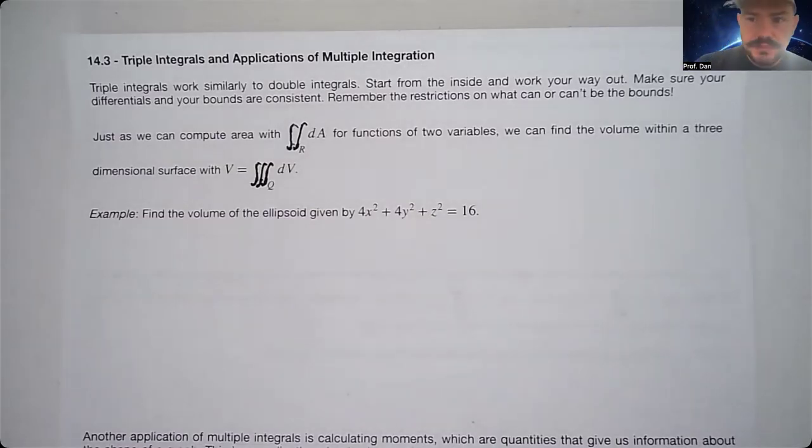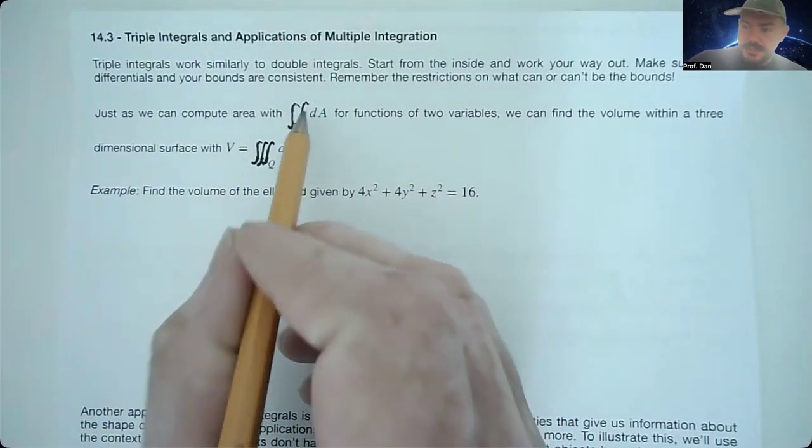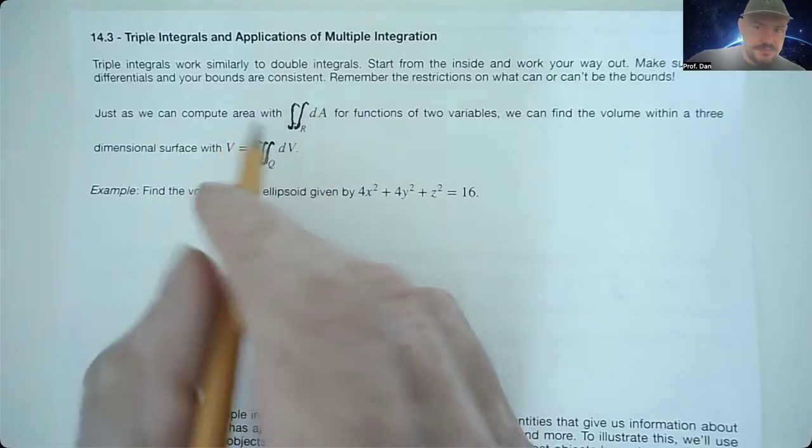So with that said, we're going to start off with a simple one. What are triple integrals? How do we set them up? And how do we find volume? Triple integrals work pretty much the same way that double integrals do, in that we start from the middle and we work our way out.